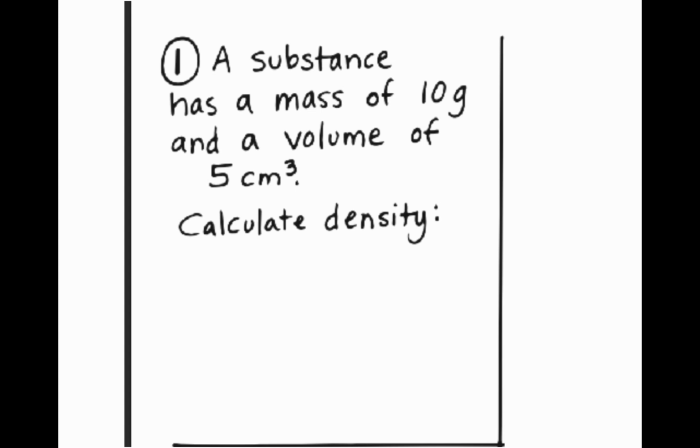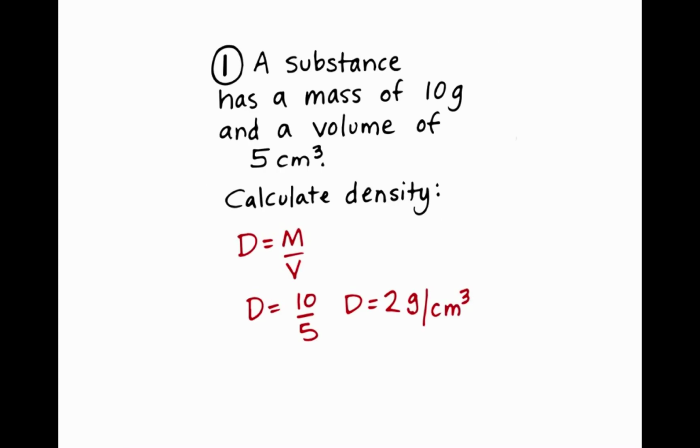And so we're going to say 10 grams divided by our volume of 5 centimeters cubed, or 10 divided by 5. And so that's going to give us an answer of 2. So our density, 10 divided by 5, that leaves us 2, and we need to put our units on there. Grams divided by centimeters cubed. That's going to be our density for number 1. So that was an easy one.